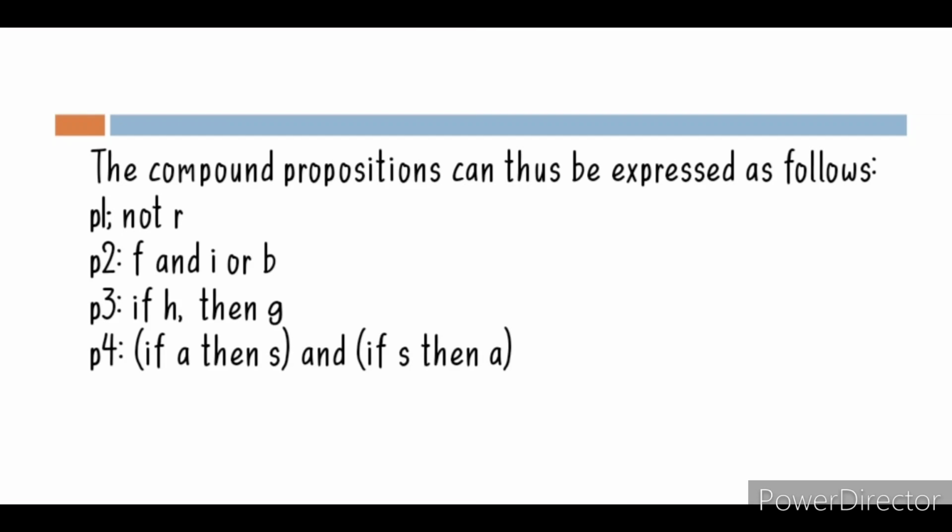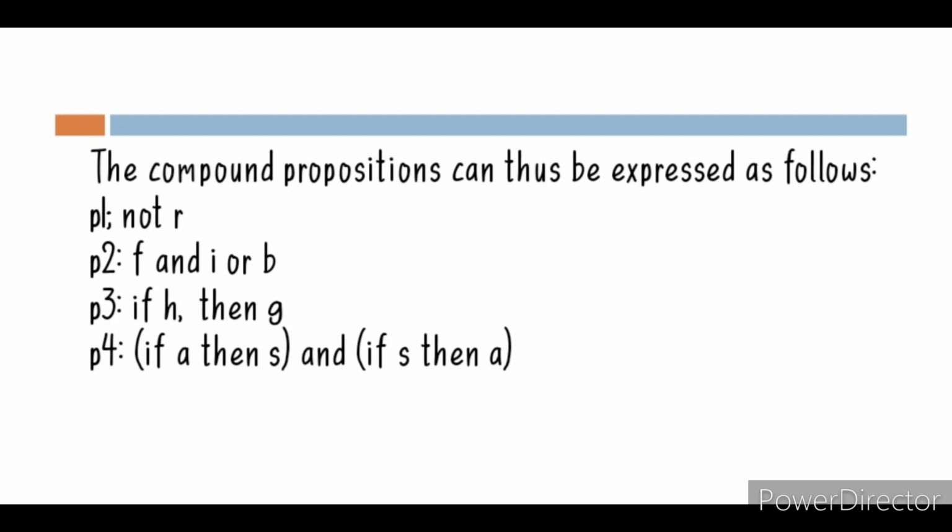The compound propositions can thus be expressed as follows. For P sub 1, not R. For P sub 2, F and I or B. P sub 3, if H then G. P sub 4, if A then S, and if S then A.